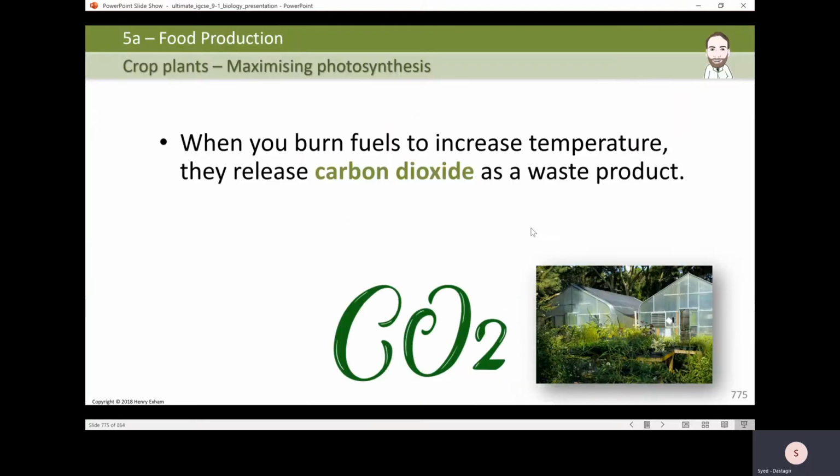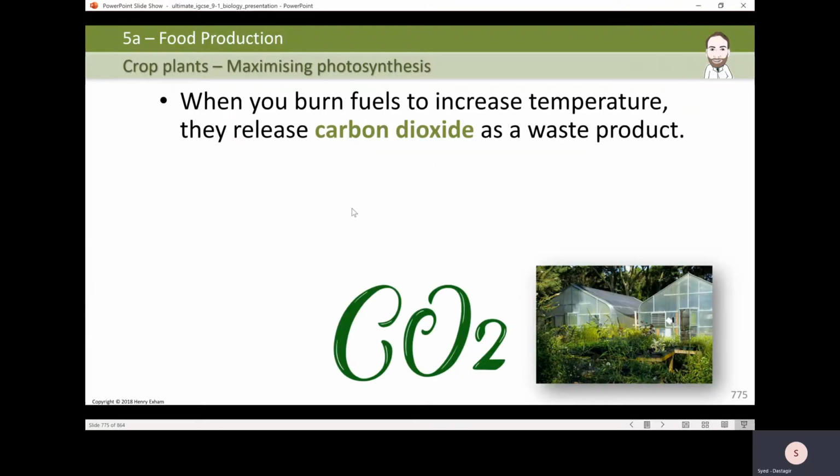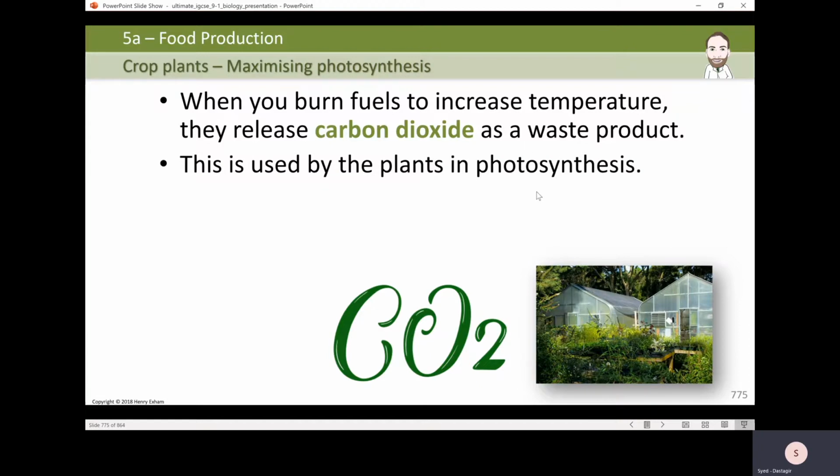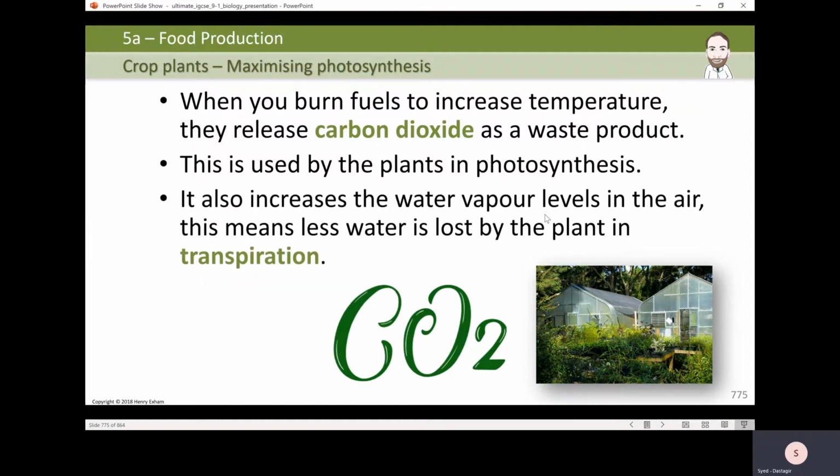Okay, so crop plants, again, another factor, CO2. When we burn fuels, we can increase the temperature and they release carbon dioxide as a waste product. So we can actually harness this. This CO2 is used by plants, as you know from the photosynthesis reaction, which I keep referring to. It also increases water vapor levels in the air.